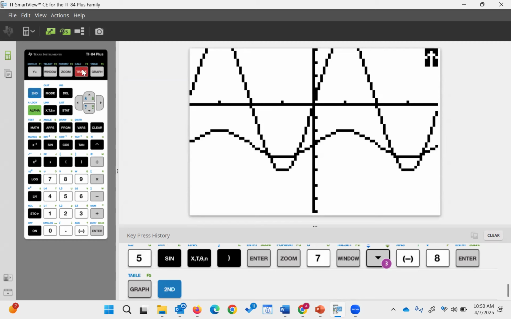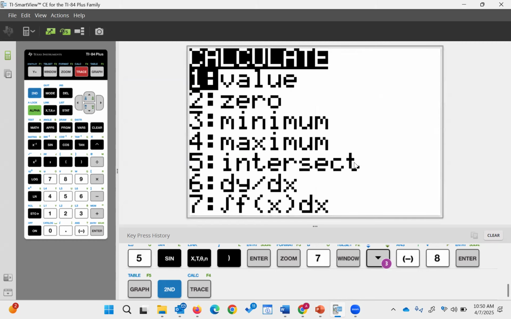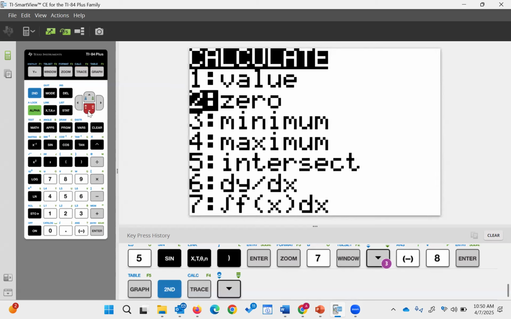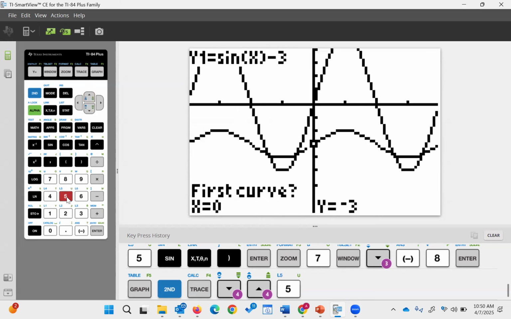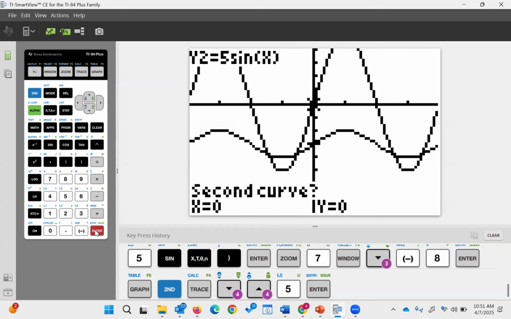We go second, calc, and guess what? You guys tell me, which one do you think we're going to pick now? Intersect, number 5. So you have two choices here. You can either go down with your arrow keys and click enter, or you could just press 5. So much easier. Then it says, which one's your first graph? Well, we only did y1 and y2, right? So we can just press enter. It's going to jump to the next one, which is y2. That's enter, and it's going to do the same thing again.